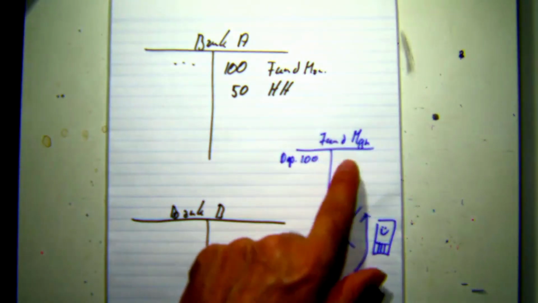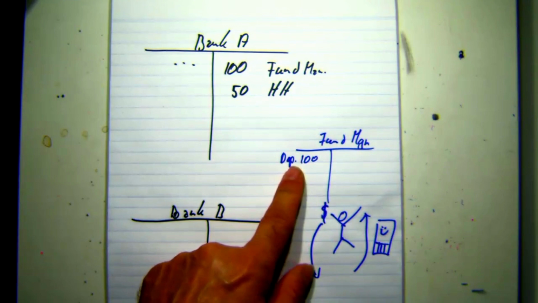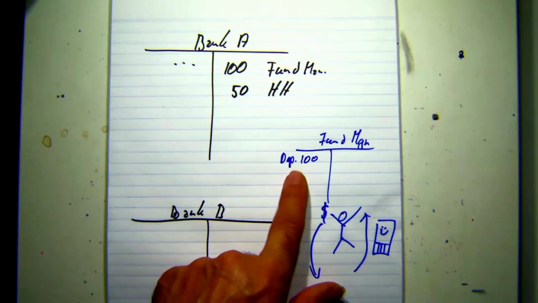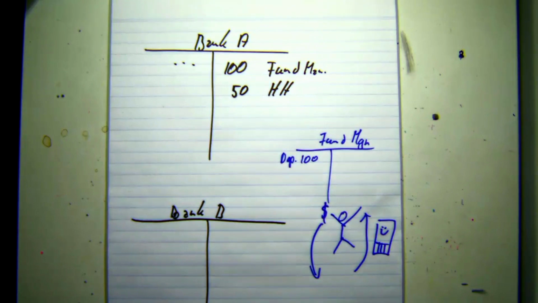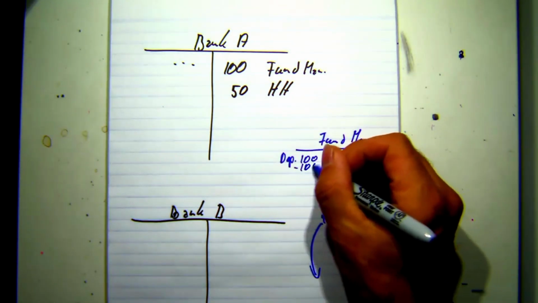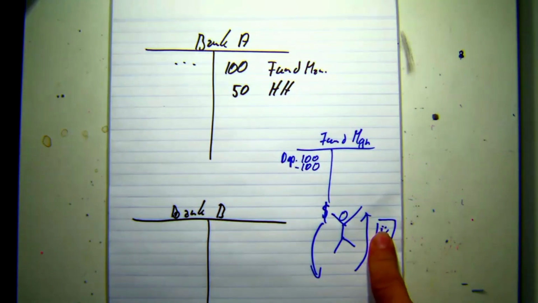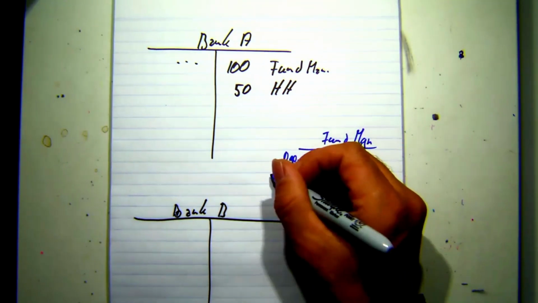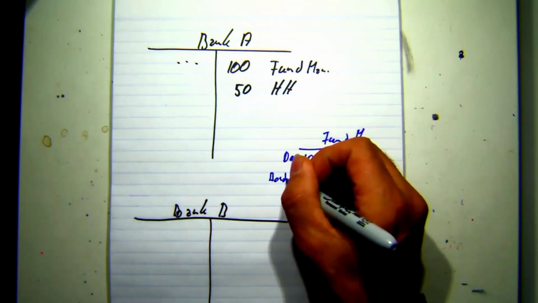Maybe let's do it for the fund manager first. So what will happen to his deposits? Let's say he's spending all his deposits on bonds. What will happen to his deposits? If you spend all your deposits, they're going down from 100 to 0. So minus 100, but in return, he's getting, of course, the bonds. So plus 100 bonds. So far, so good.